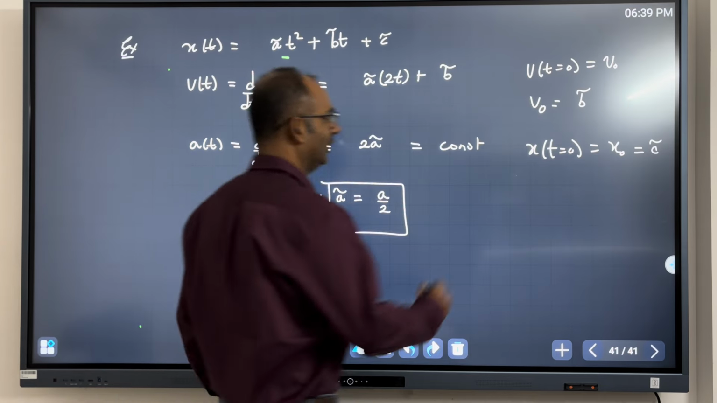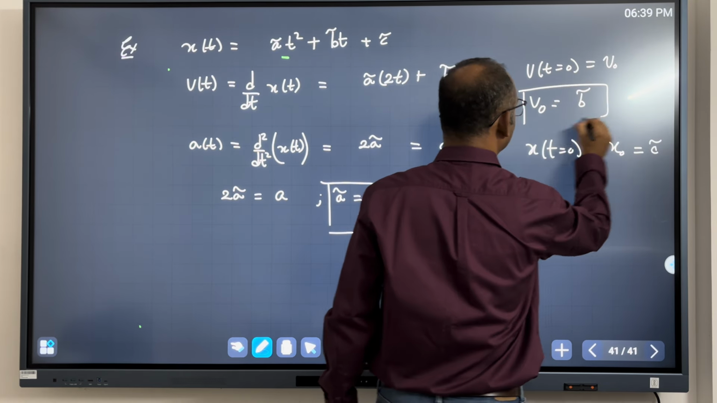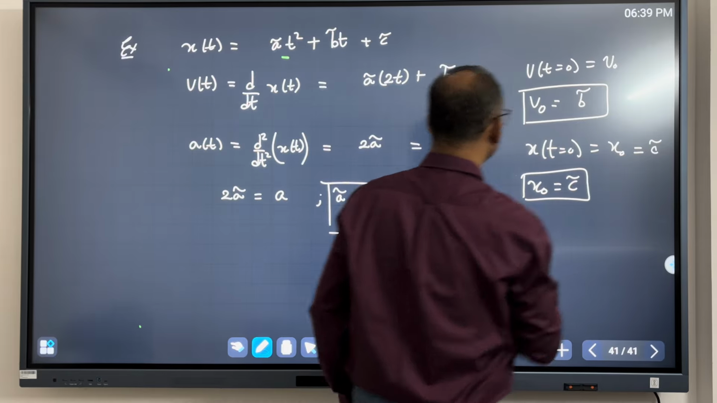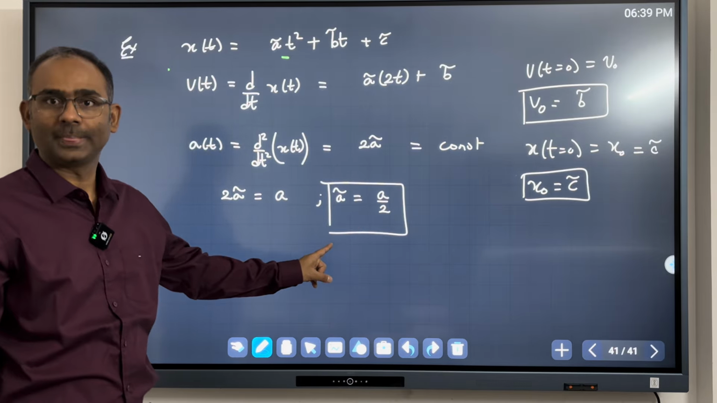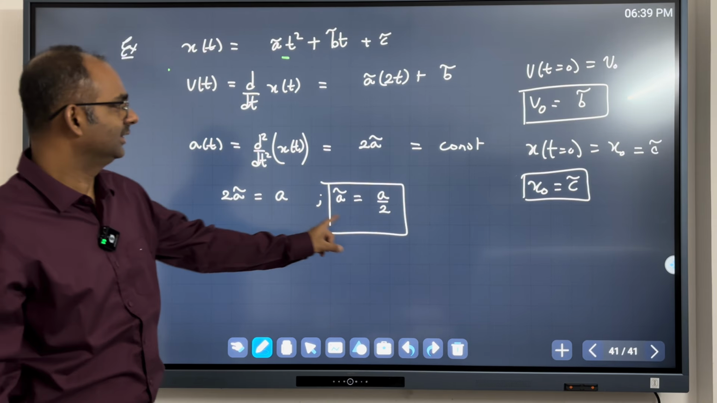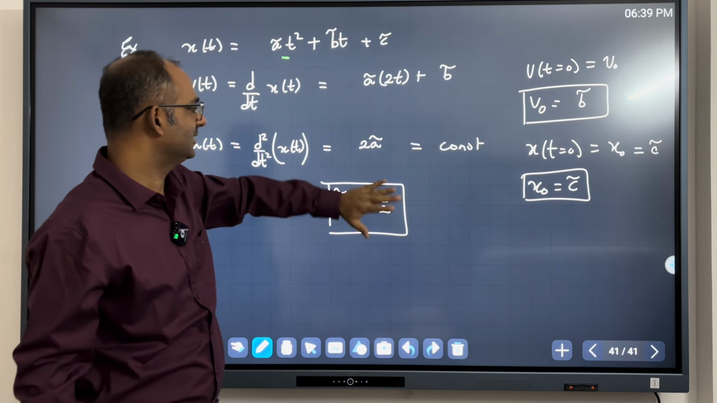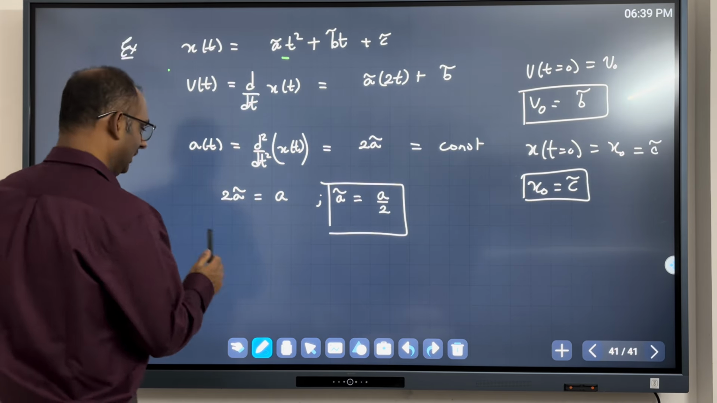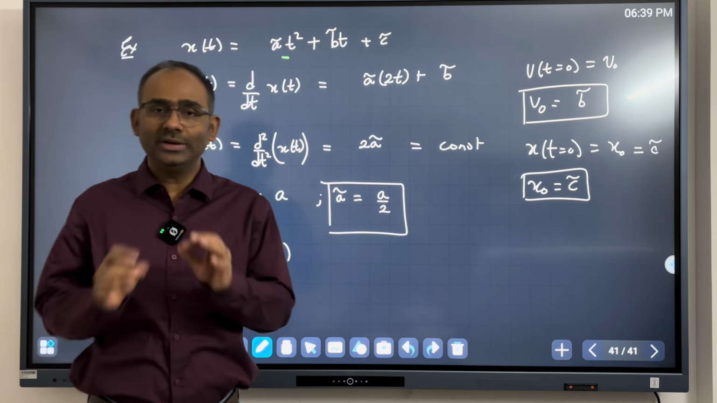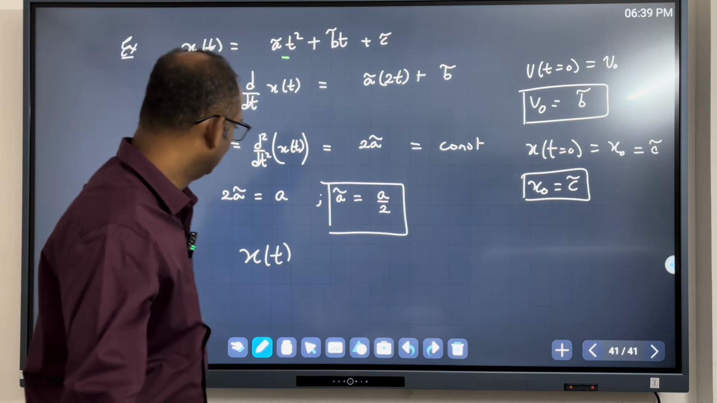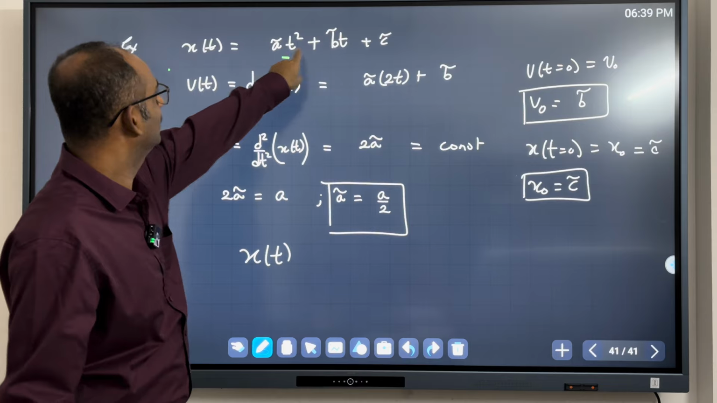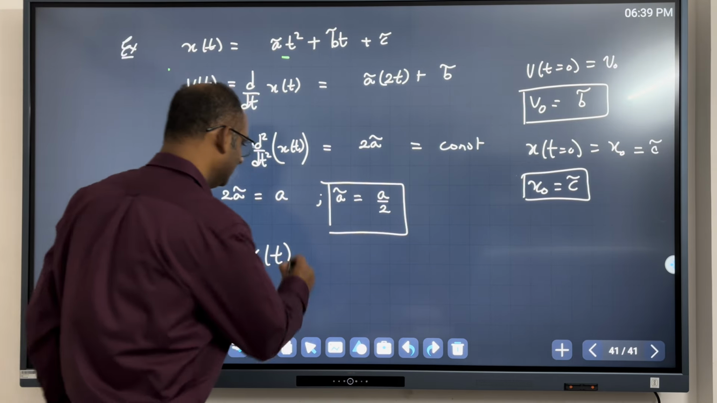So you see, what do I have here? I have this relation, and this relation. You can write; I'll give you time to write. Is that okay? So let's take this expression and substitute these things. I have the position of a particle moving along a straight line whose position depends on time in a quadratic manner to be this.